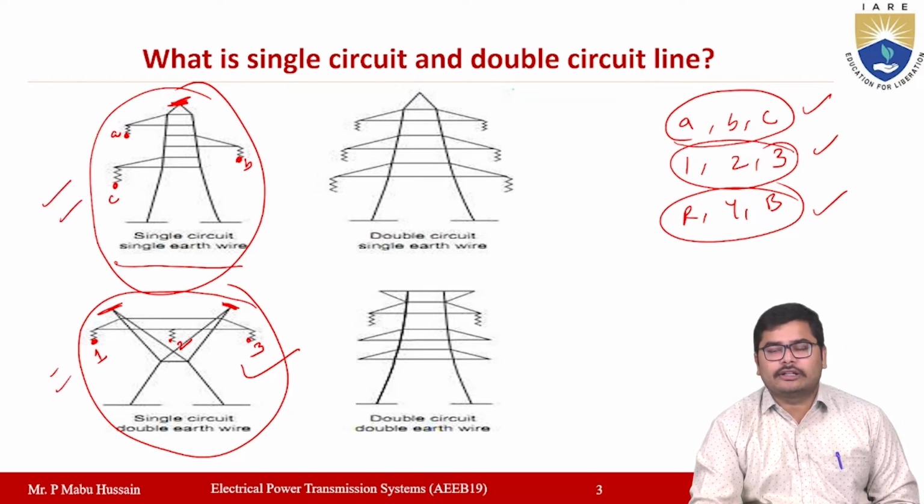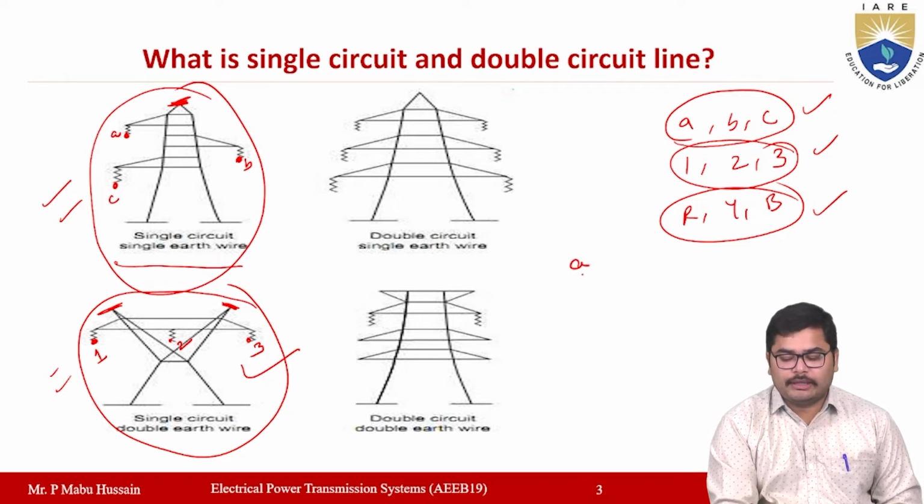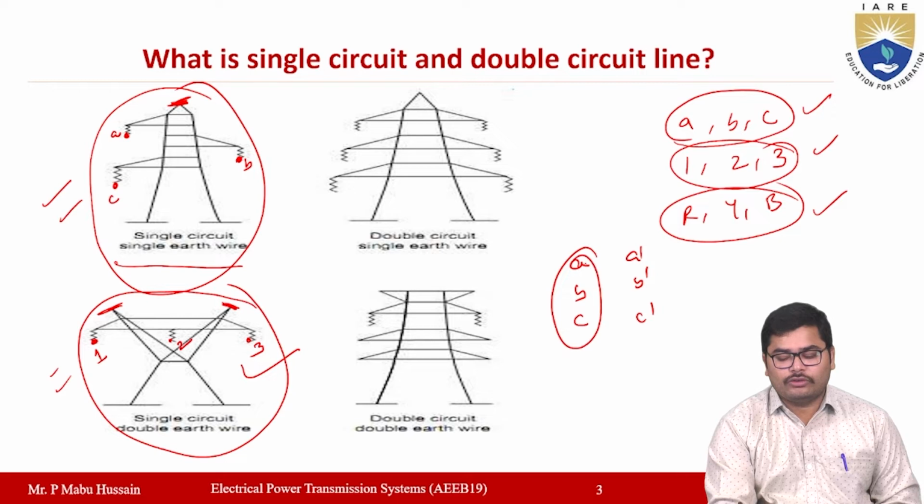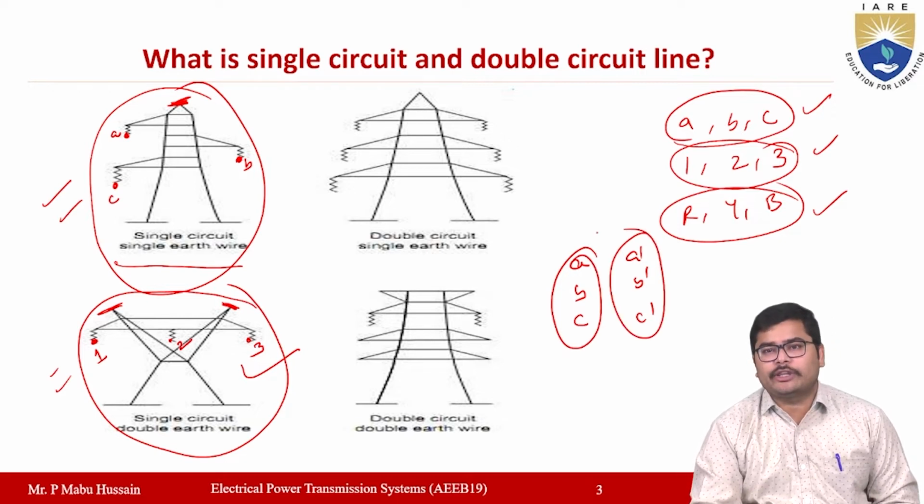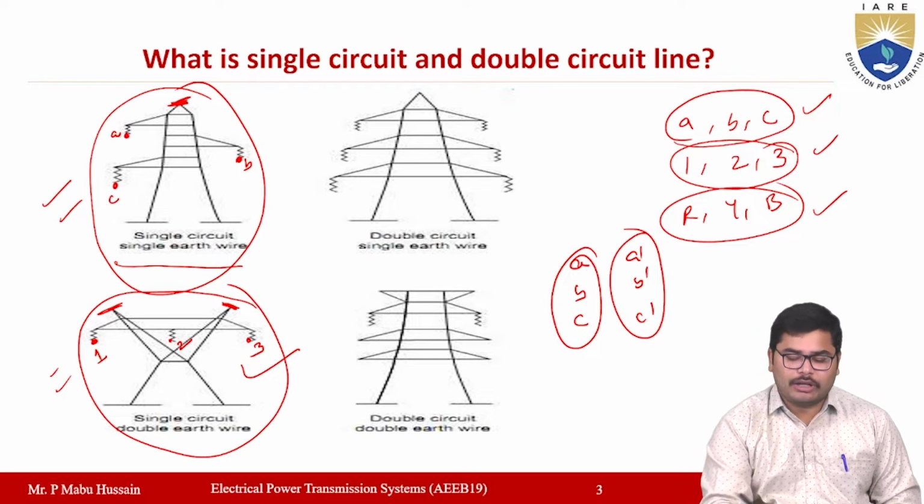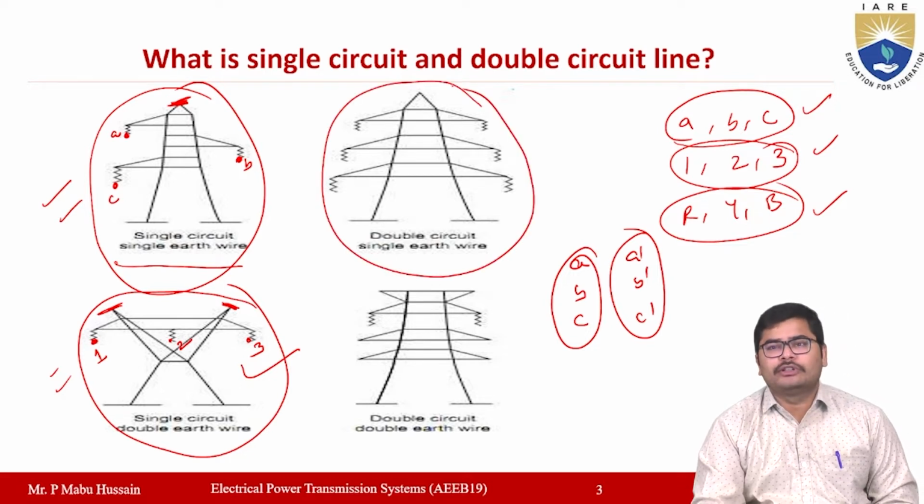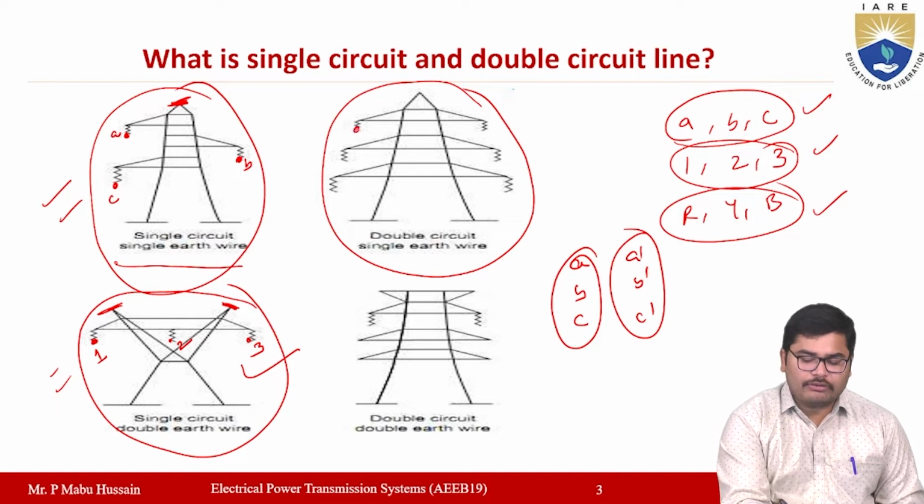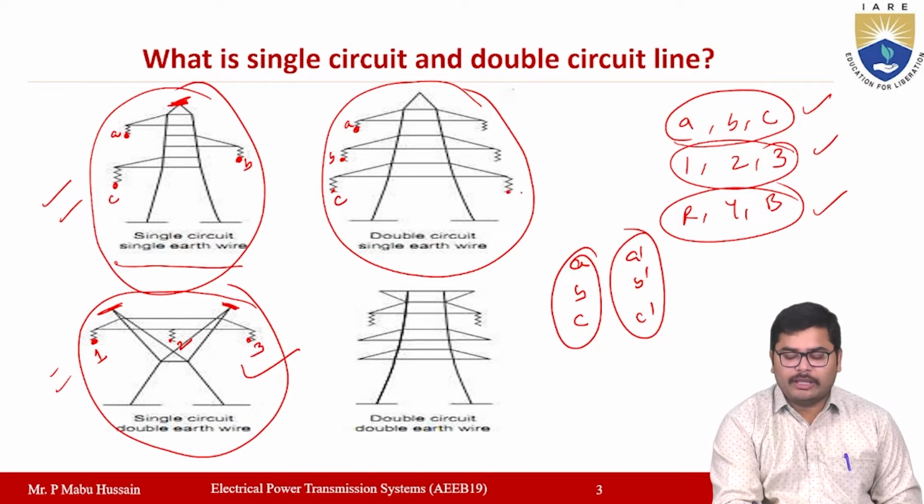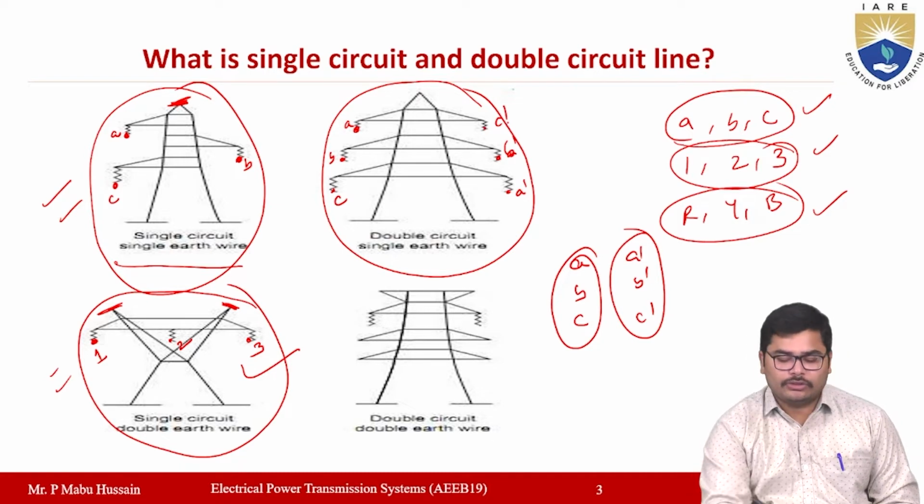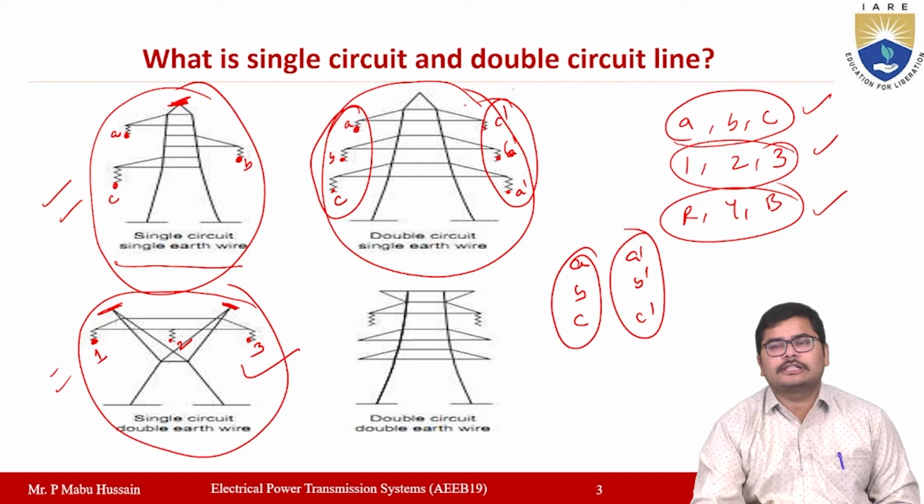In the case of a double circuit transmission line, you will have two sets of three phases. One set may be ABC, and another set may be A dash, B dash, C dash. Like that, two sets of three phases will be there in a double circuit three-phase transmission line. If you observe this diagram here, on the left side you will have one set of three phases. On the other side you will have another set of three phases, represented with A dash, B dash, C dash. This is one set and this is another set. This type of transmission line is called a double circuit three-phase transmission line.